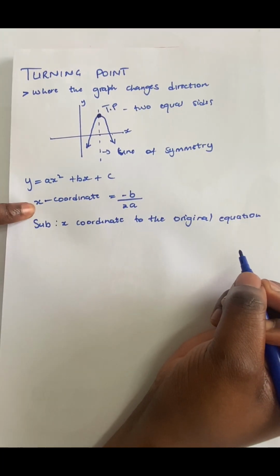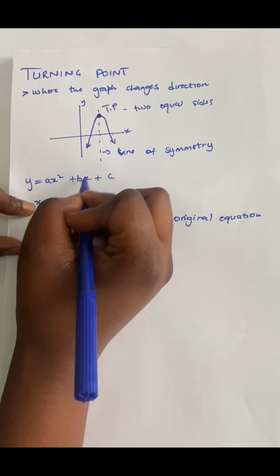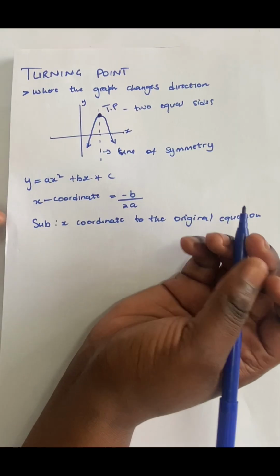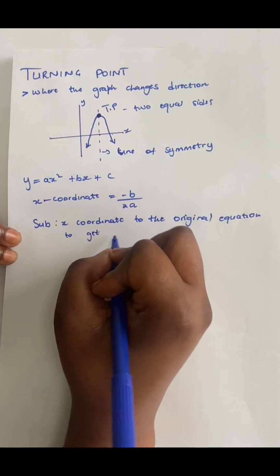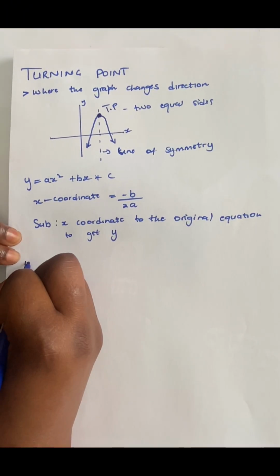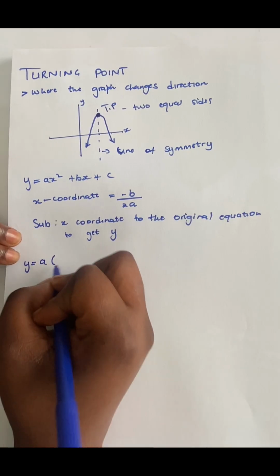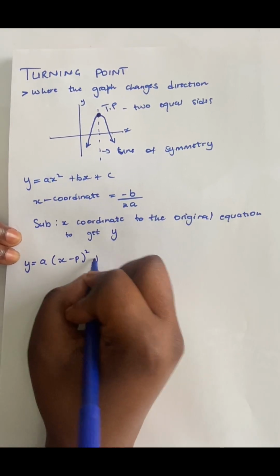When you're looking for a turning point, you found an x coordinate of the turning point, and then you have to substitute this x coordinate in the original equation to get y. All right, and then in this standard form, y is equal to x minus p squared plus q.